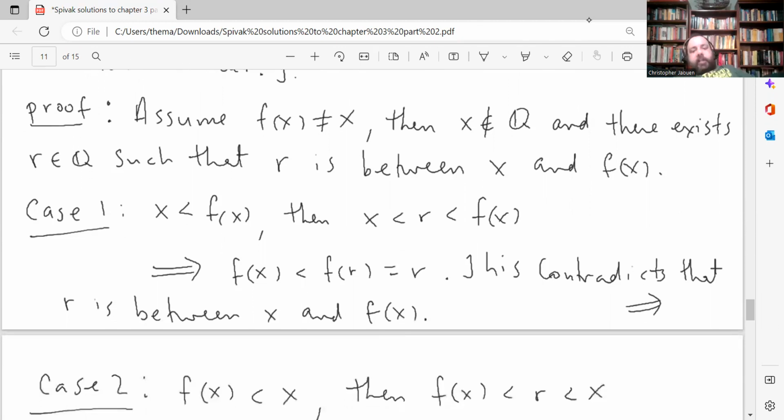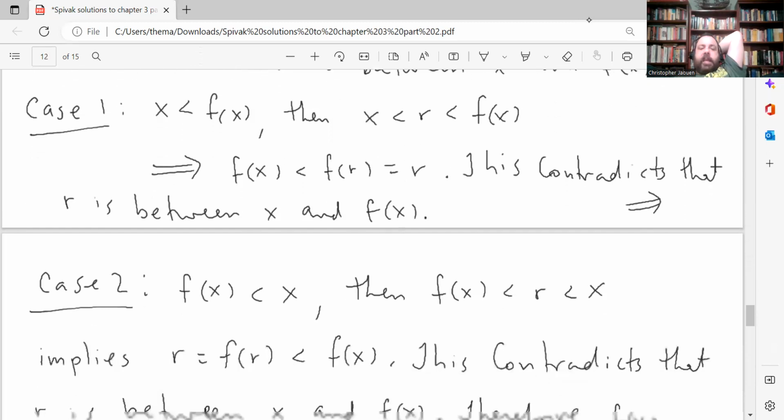If x is less than f of x, then there's a rational between x and f of x. But if you take f of all three sides of this inequality, that means that f of x is less than f of r. But since r is rational, that's the same thing as r. So that shows that f of x is less than r. Remember, the inequalities are preserved by this function because of one of the previous steps. All right, so f of x is less than r, but that contradicts the fact that r is between x and f of x.